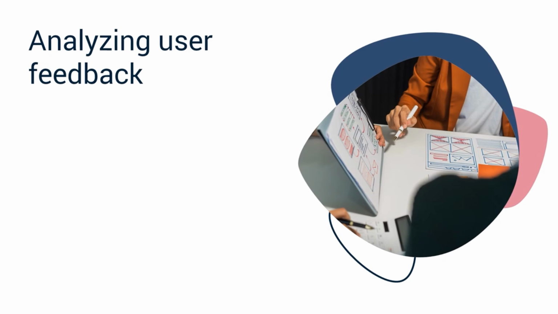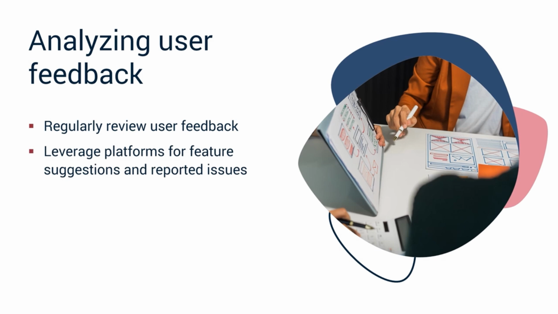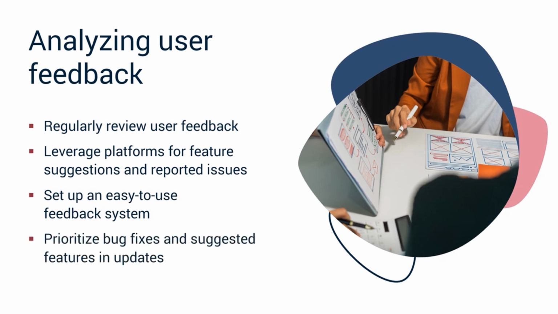Let's explore the importance of analyzing user feedback for mobile app marketing. To improve your app based on users' needs, regularly analyze user feedback. You can leverage platforms like User Voice that allow users to suggest features or report issues that developers can address in updates. Set up an easy-to-use feedback system within the app. For future updates, always prioritize fixing bugs and implementing user-suggested features.